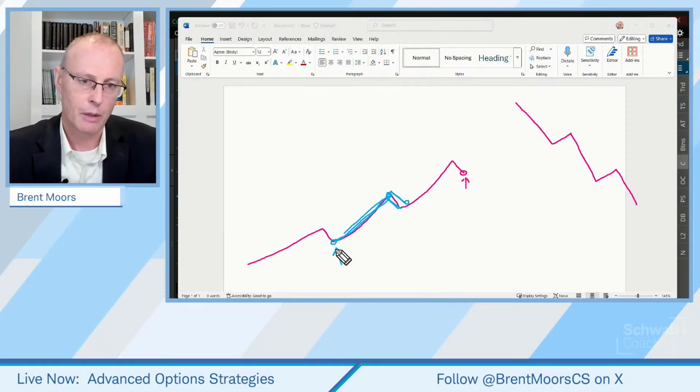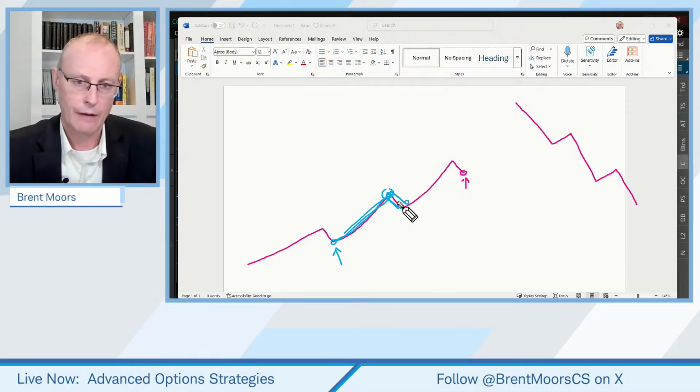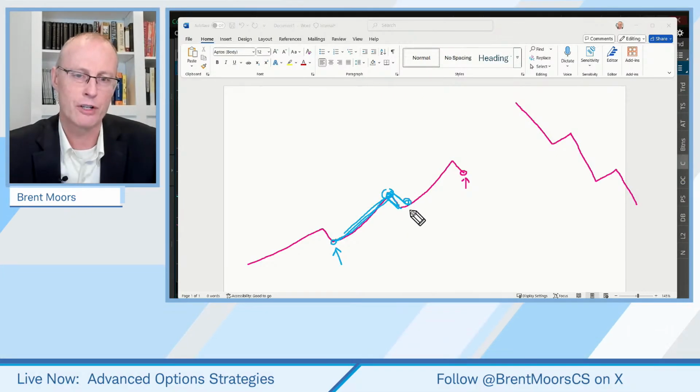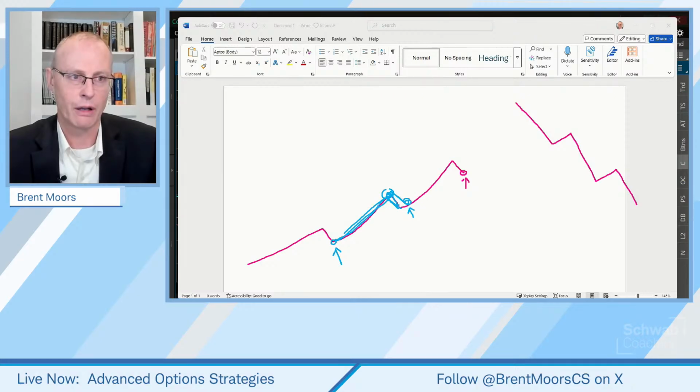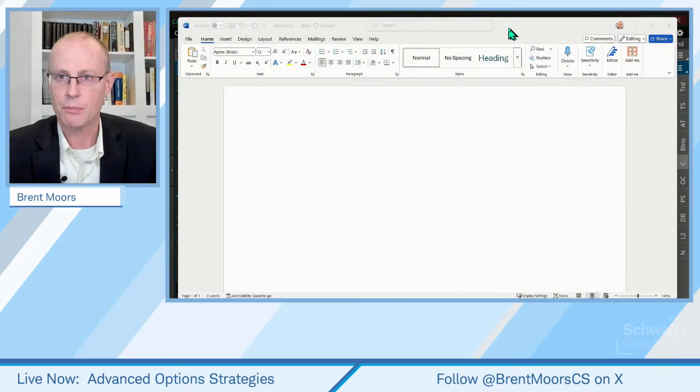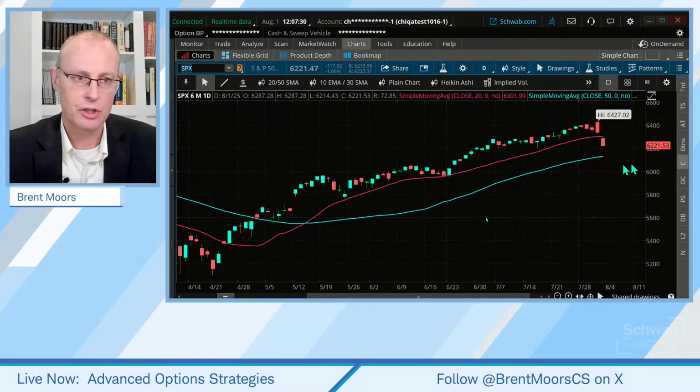Typically we try to get in at the bottom of the flagpole, and sometimes we'll even set a target near the top of the flagpole. But if it's pulling back in the flag, we may wait for the breakout, or we may look for something else, such as a CAHOLD, to get in there. So let me go to real life here, get out of my little drawing tool and move this out of the way, and look at the SPX to see if we can identify what a flag looks like.